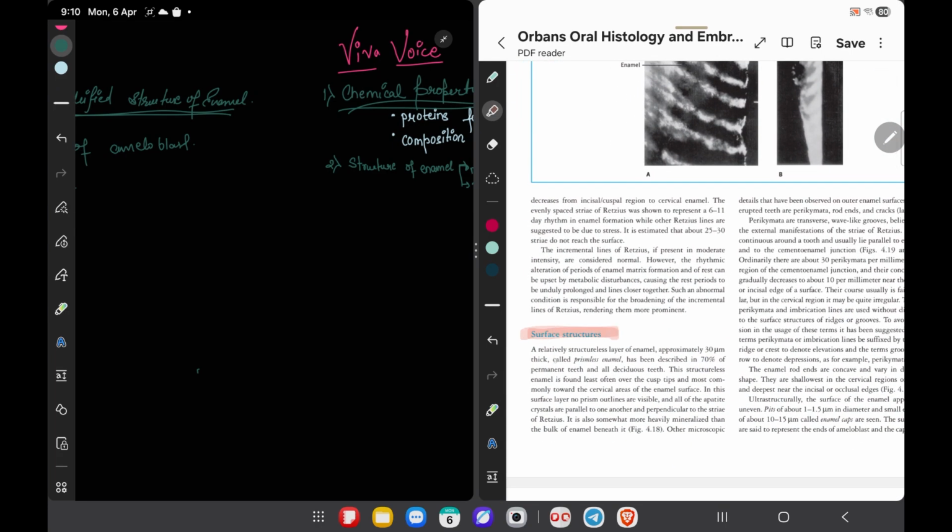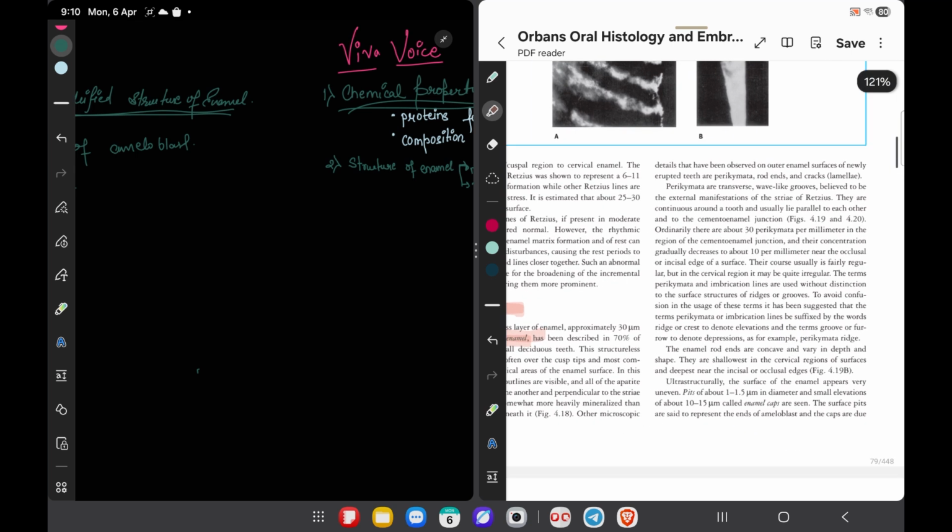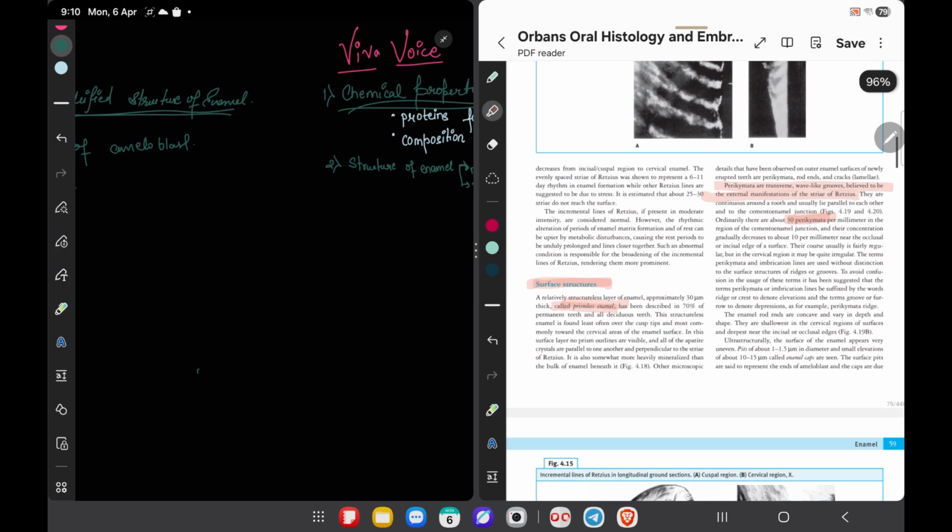Surface structures, prismless enamel. These are very minor topics that can be asked. Prismless enamel. Another word here is perikymata. Perikymata are transverse wave-like undulations believed to be the external manifestation of striae of Retzius. These are very small things that people generally miss when reading this book.